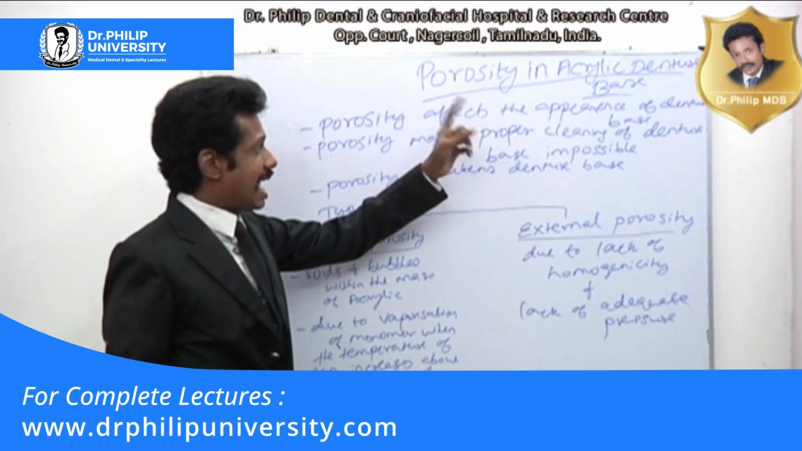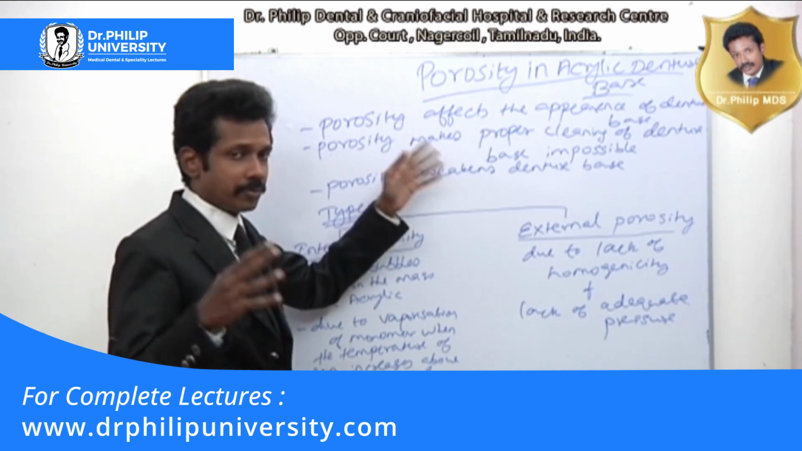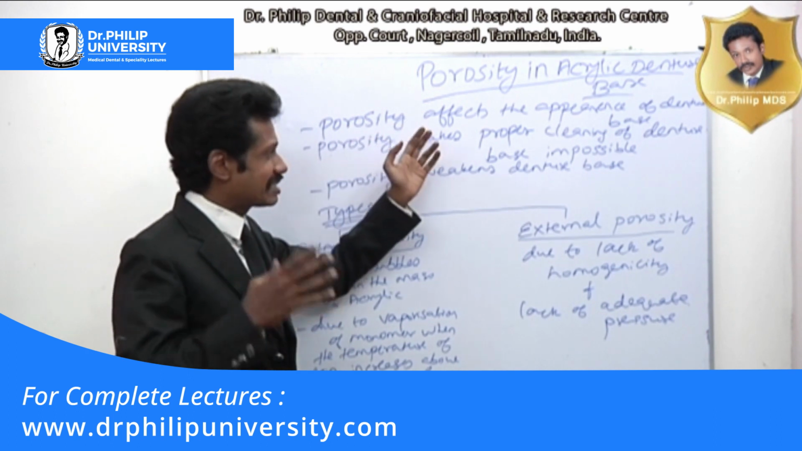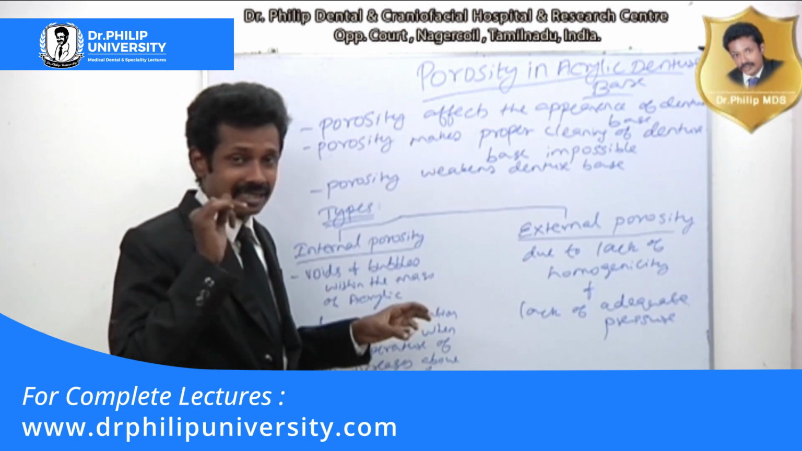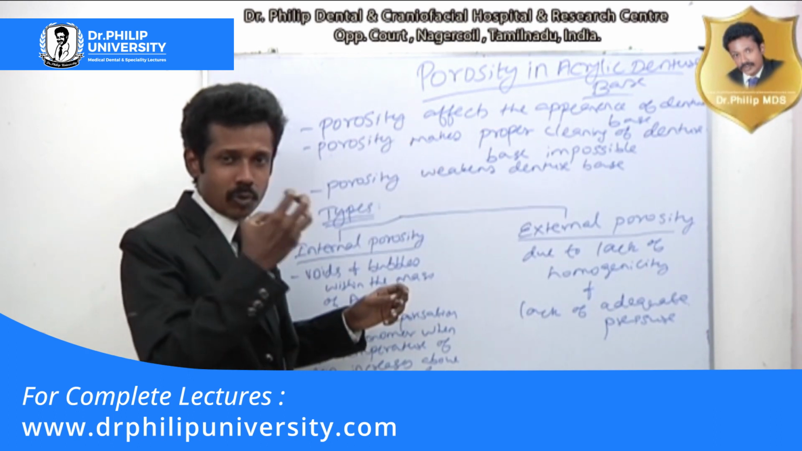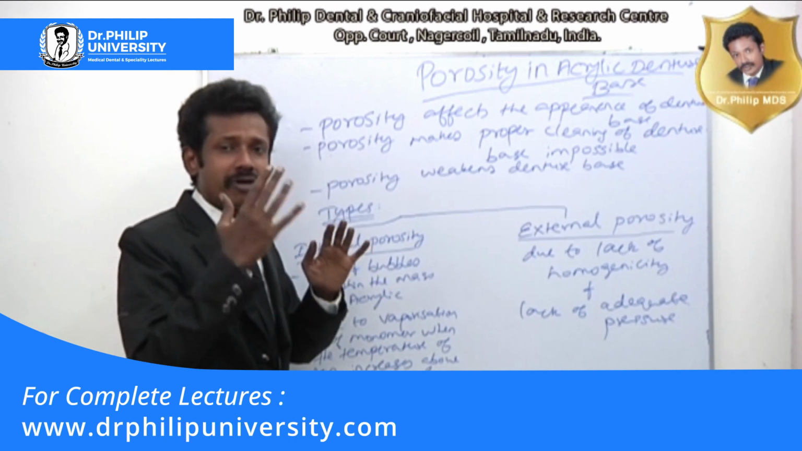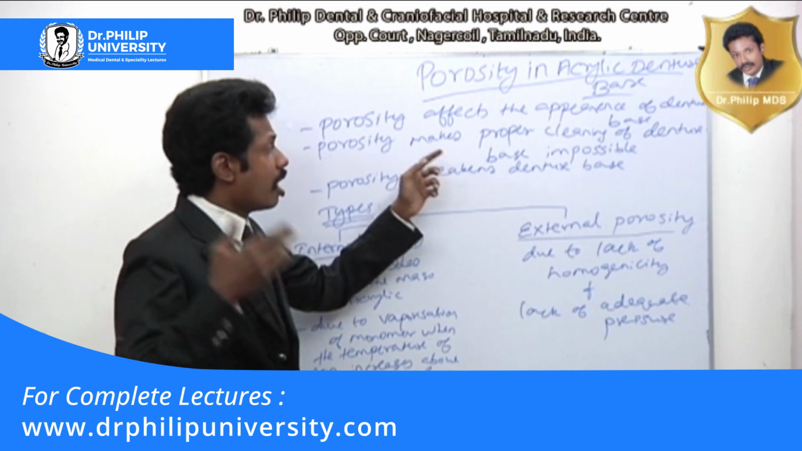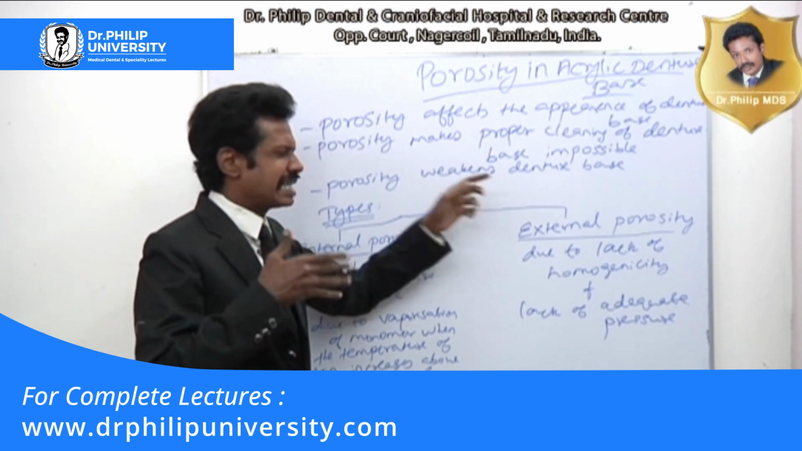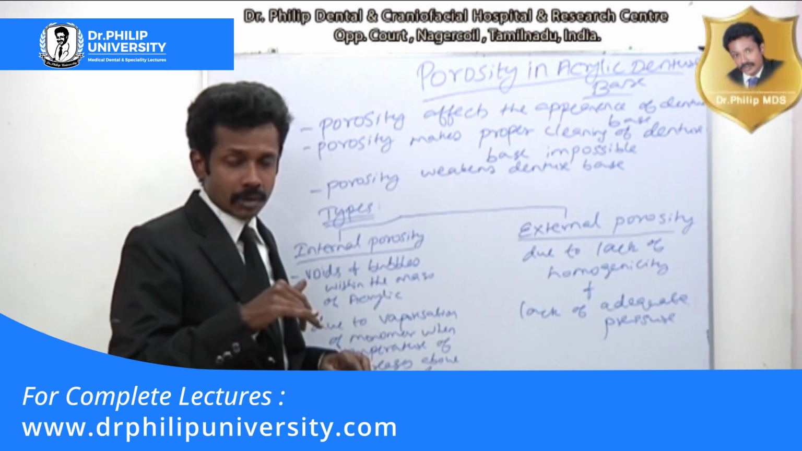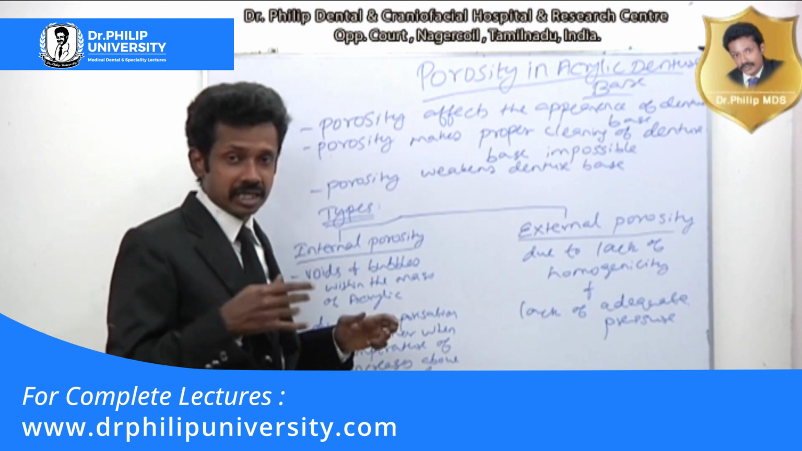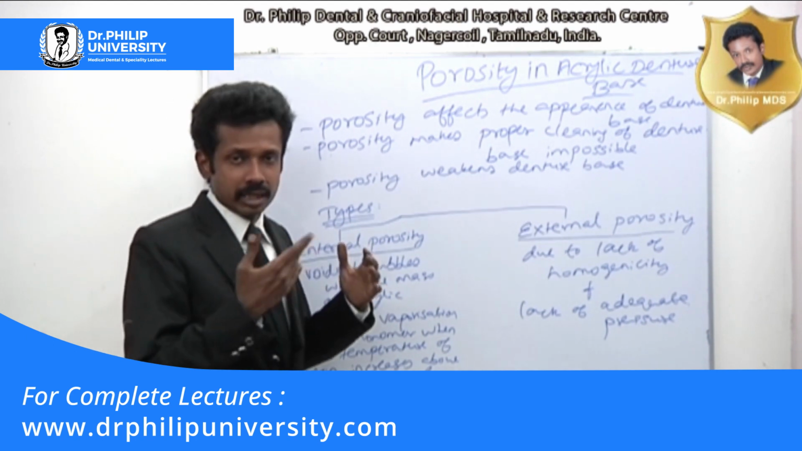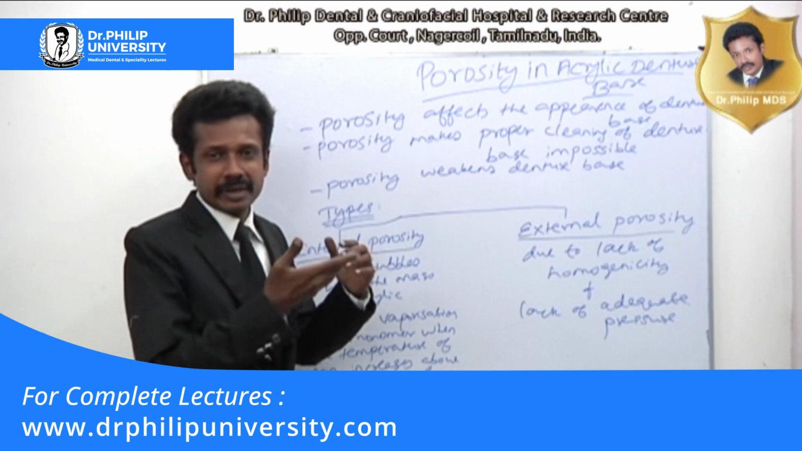See, porosity in acrylic denture base. What are the problems? Porosity affects the appearance of the denture base. That is it. Lots of bubbles and voids here and there gives a non-uniform appearance. That is one problem. The second problem is porosity makes proper cleaning of the denture base impossible. Because of these bubbles and voids, you can't properly clean it. Proper cleaning of the denture base becomes impossible.